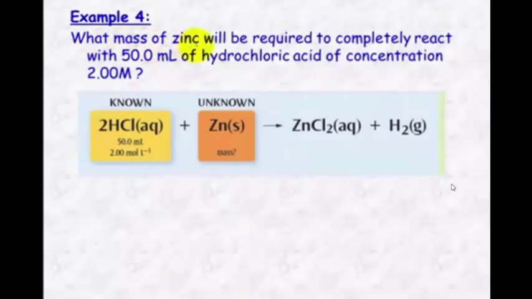What mass of zinc will be required to completely react with 50 ml of hydrochloric acid of concentration 2.00 molar? The reaction is given to you here, but this is an acid with a metal, so it makes a salt and hydrogen gas. So what information do we know? It's really important to read the question and to write down the information as it's told to you. So what mass of zinc? So we're asking here what the question mark of zinc is. So write down m equals question mark.